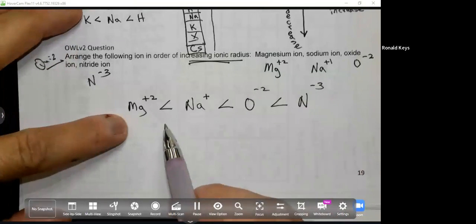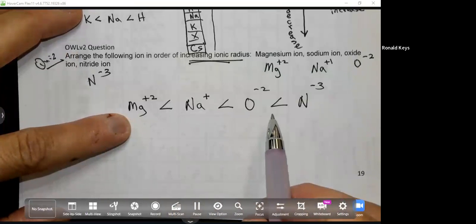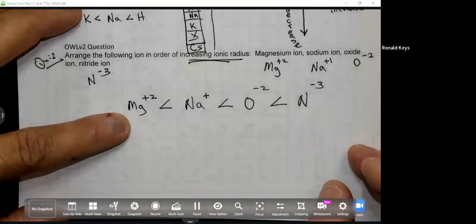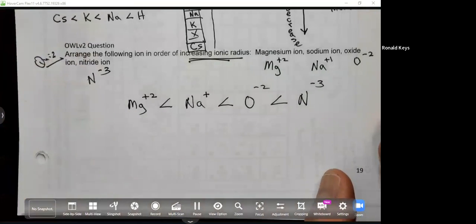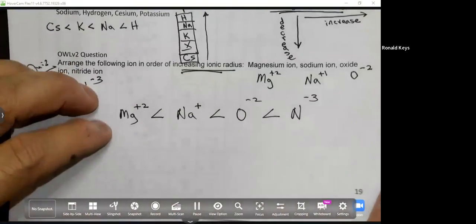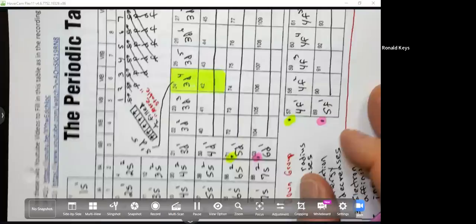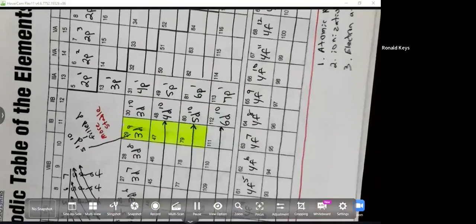How does OWL put this in? They don't have a less than sign here. They just put it in this order in the boxes. Who's done this? Order from left to right. Okay. All right. So again, you just have more protons pulling on the same number of electrons.